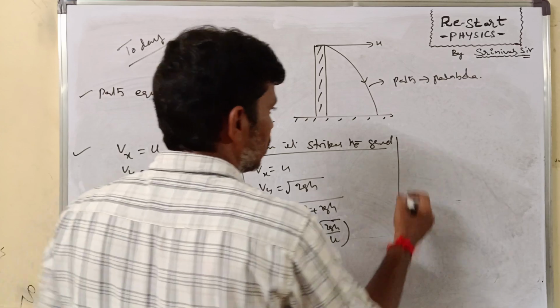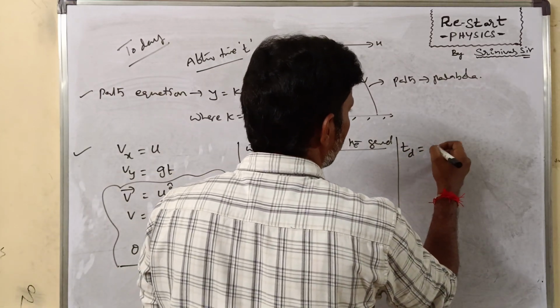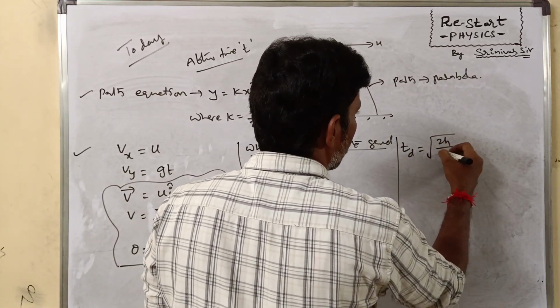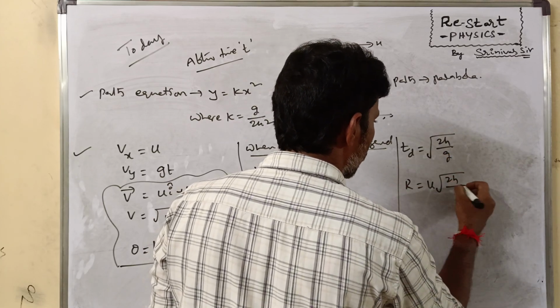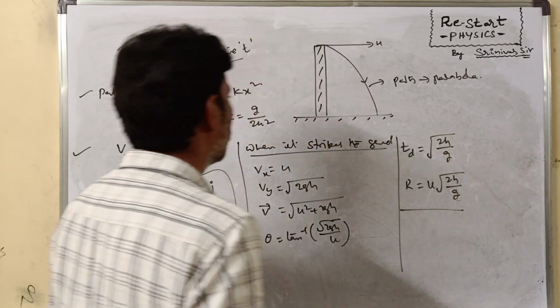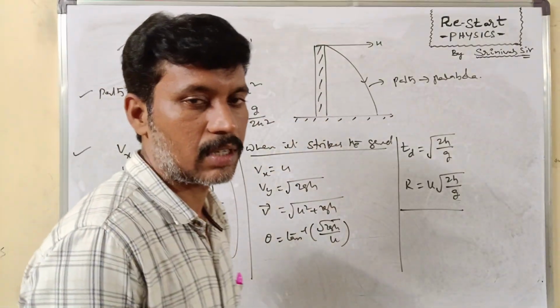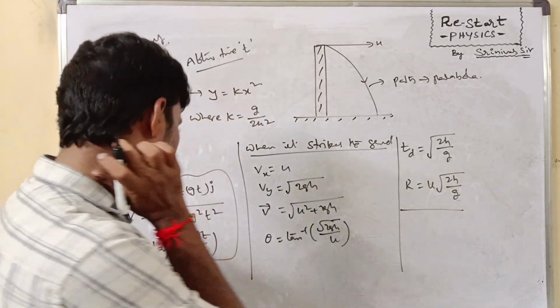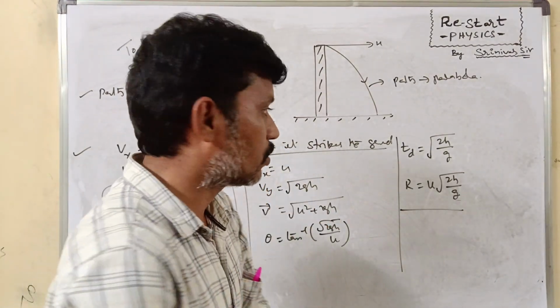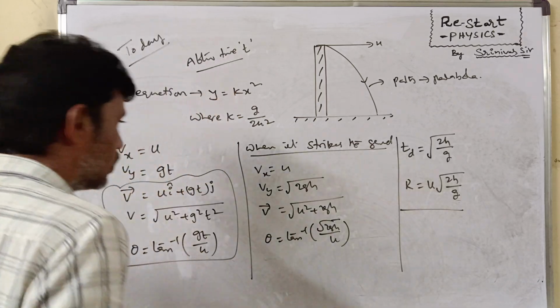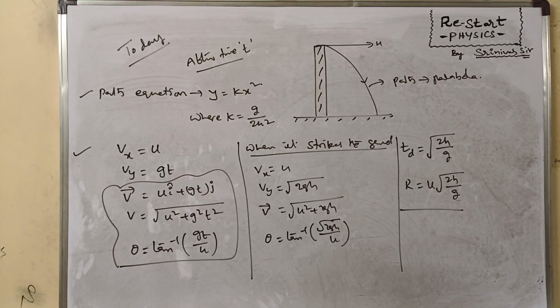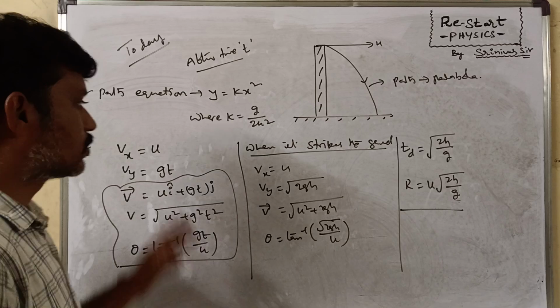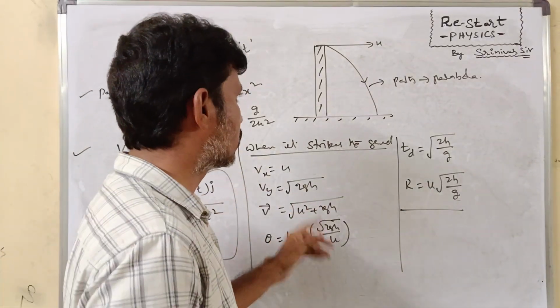And we know the remaining formulas: time of descent is equal to root of 2h by g, and the range formula R is equal to u into root of 2h by g. So you learned all these things in today's class, clear? Now let us discuss one previous year question. I can write it, then you can solve it. Write once, check it and recall.